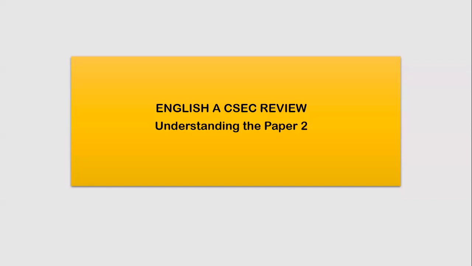Okay, so we are looking at the English A CSEC review, and we are going to understand the paper too. We are going to look at the mark scheme and look at an example of a paper and how to approach this paper. Okay, so first thing I want us to know and understand is that you will be marked on two profiles. The first profile would be the understanding, and the second profile would be the expression.